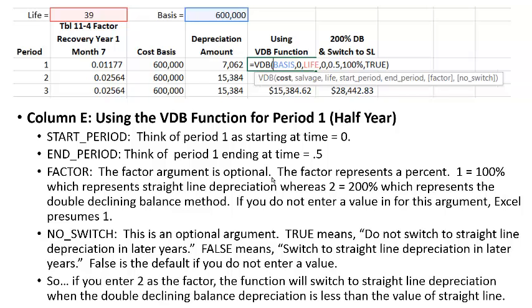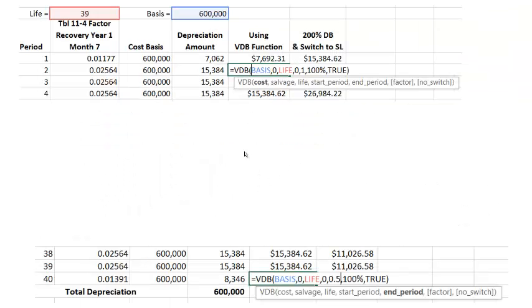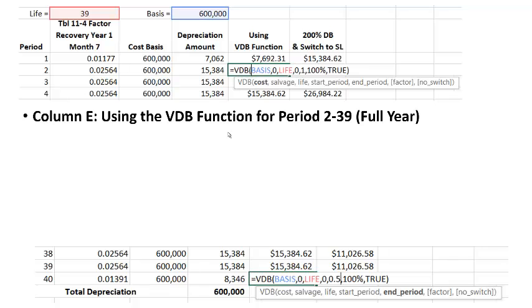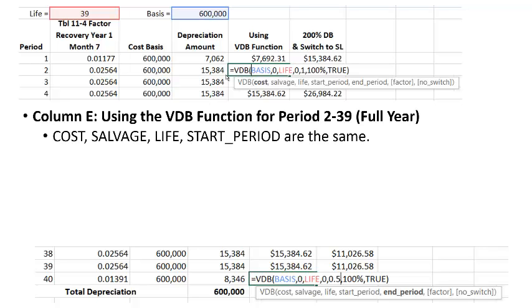So, let's move on. Got a couple pictures here. So, now we're looking at period number 2. So you notice I made a couple changes because now we're talking about full years. Now we're not talking about half a year. We're going to talk about a half a year again when we get to the final time period. All right. So cost, salvage, life, start period, those are all the same.